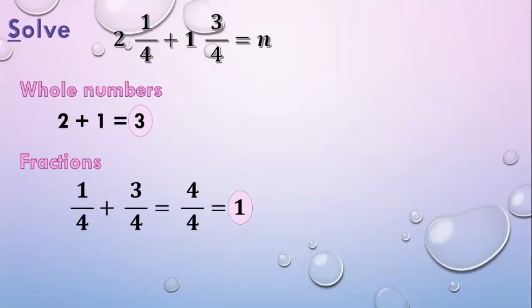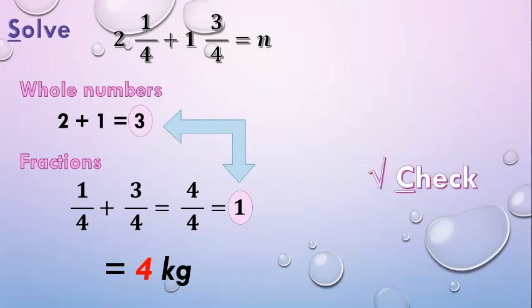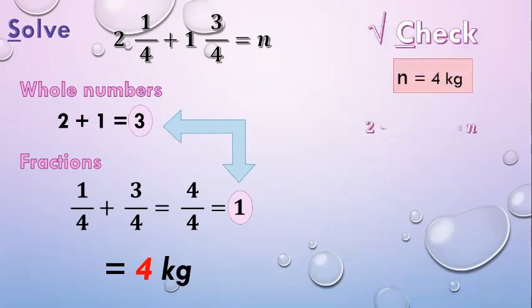Then copy the common denominator, which is 4. So you have the whole number 3, and our fraction sums up to 1. And you are going to add that together. So our final answer is 4 kilograms. Diba? Oh, it's magic. And let's check. So n is equal to 4 kilograms. The 2 and 1/4 added to 1 and 3/4 gives us 4. And n is also equal to 4. So our answer is correct. So let's proceed to the next.